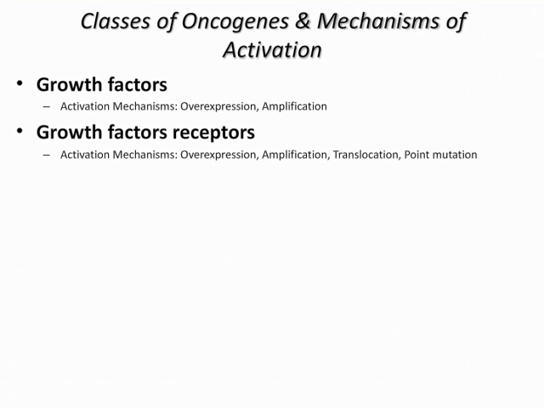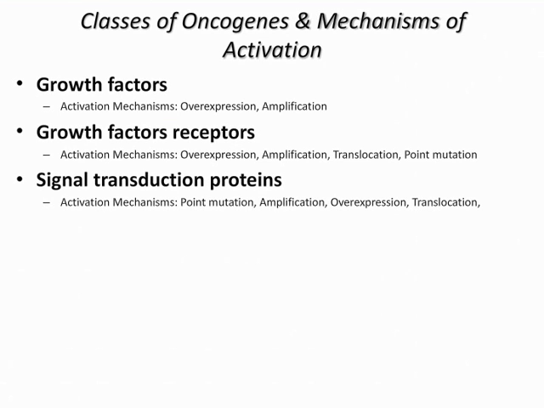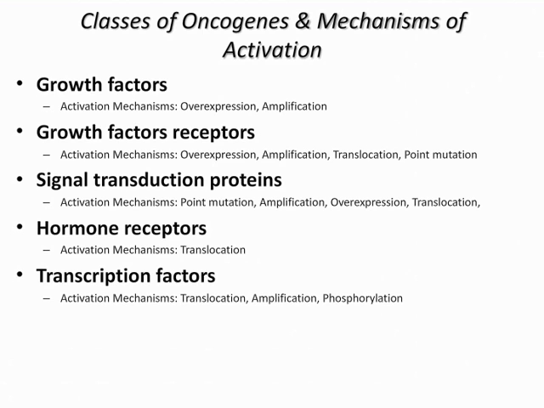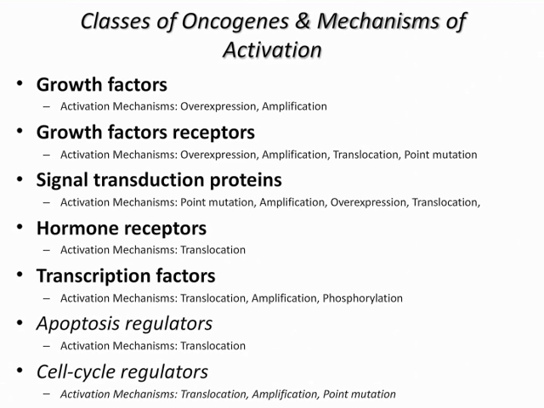So here's learning objective 3, knowing the classes of oncogenes and the mechanisms of activation. So this is a very important slide to remember. He could easily ask you a question like, cell cycle regulators have the following activation mechanisms. So knowing that it's translocation, amplification, and point mutation would get you the right answer. So be able to differentiate between all of these.